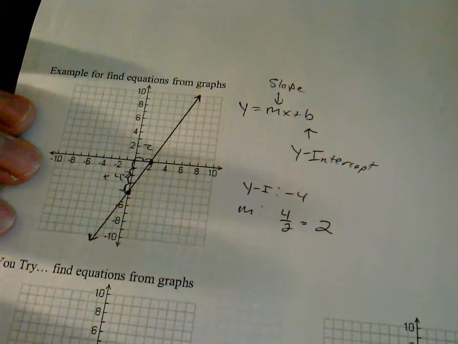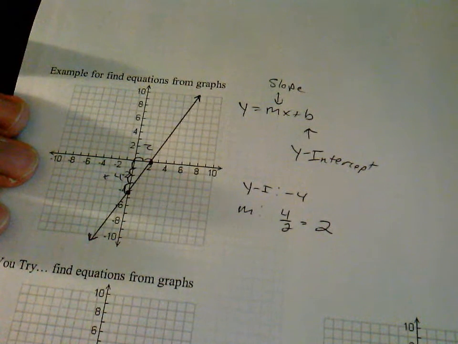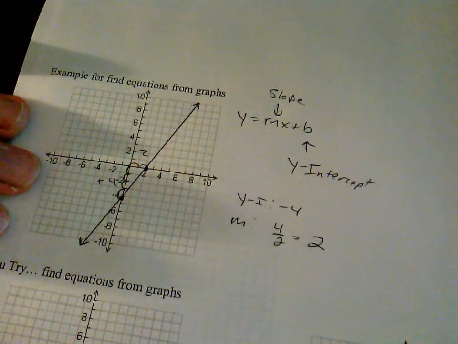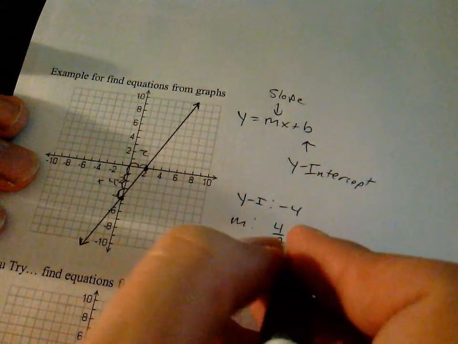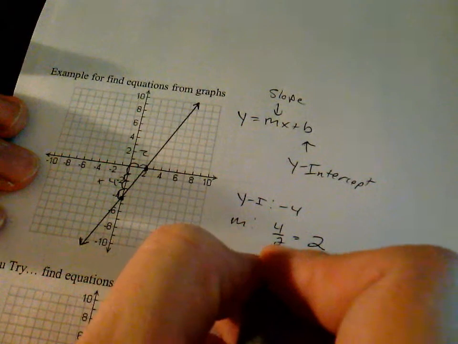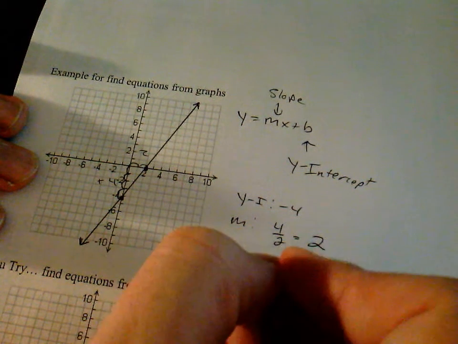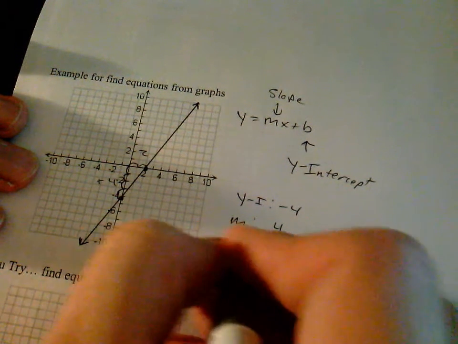So we know our m is 2, we know our y-intercept is negative 4. So all we gotta do is plug them in. The y doesn't change just like in the previous problems. The m is a 2, the x doesn't change, and then the y-intercept is negative 4. That's the quick and easy.